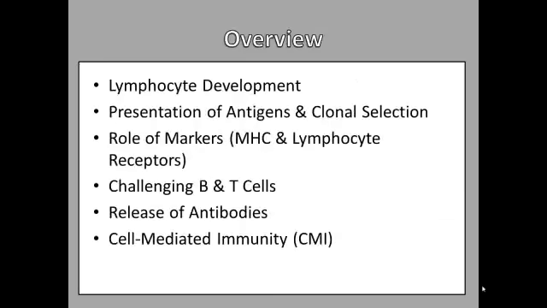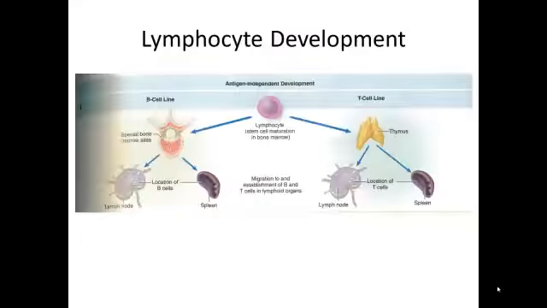We're going to be covering lymphocyte development, presentation of antigens and clonal selection, the role of markers, specifically MHC and lymphocyte receptors, challenging B and T cells, the release of antibodies, and cell-mediated immunity. So in this topic, we're going to be doing a very broad overview of the adaptive immune system, and we're going to start with lymphocyte development.